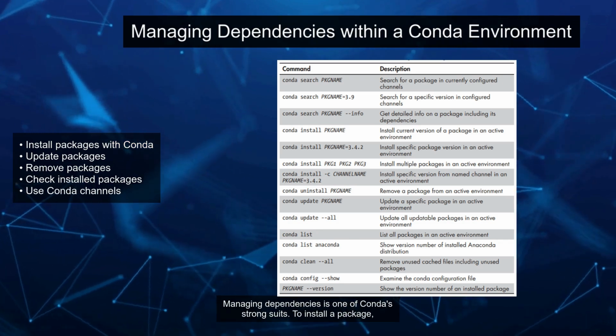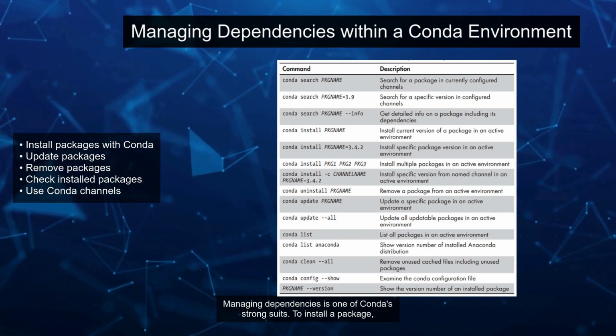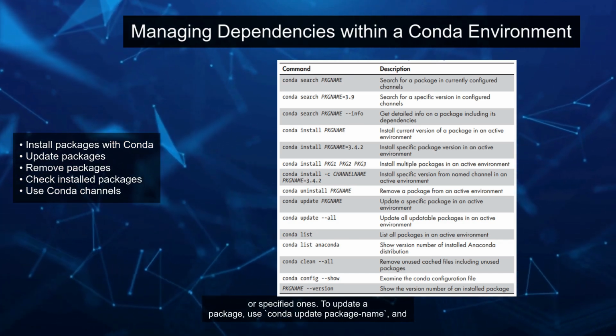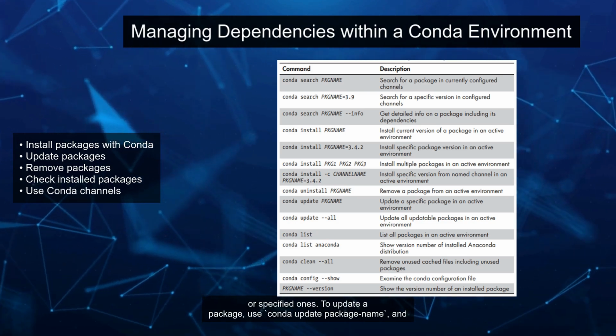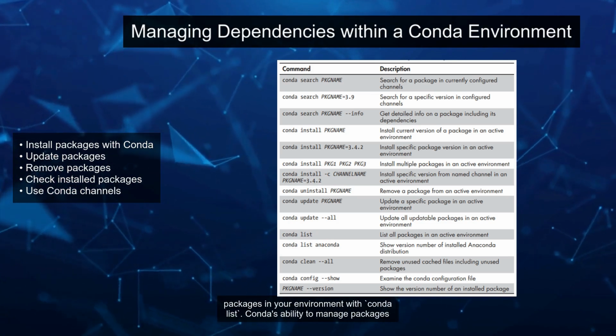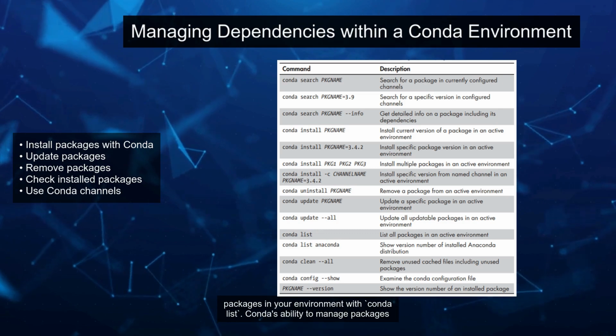Managing dependencies is one of Conda's strong suits. To install a package, use conda install package-name. This command fetches the package from default channels or specified ones. To update a package, use conda update package-name, and to remove it, use conda remove package-name. You can view all installed packages in your environment with conda list.